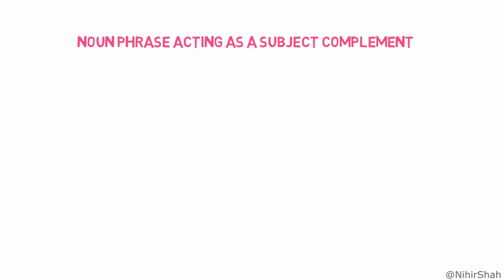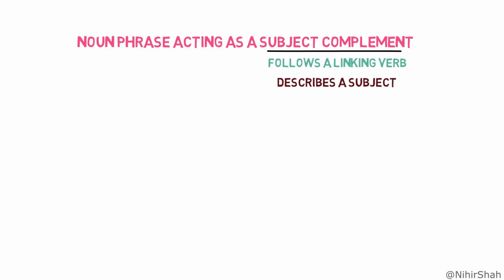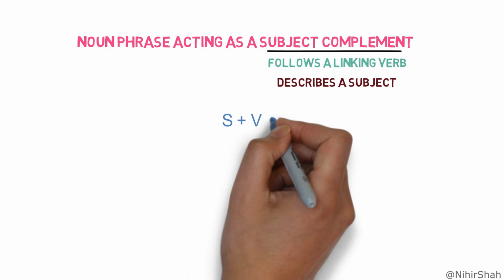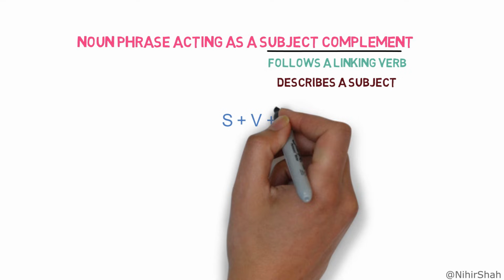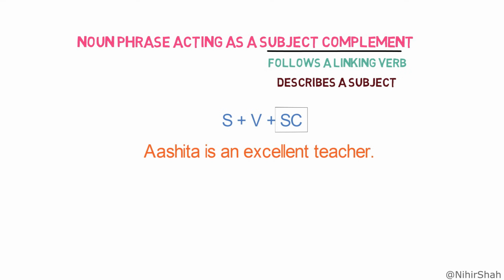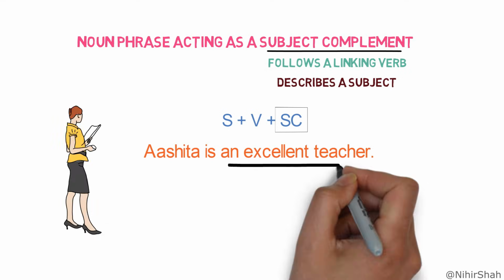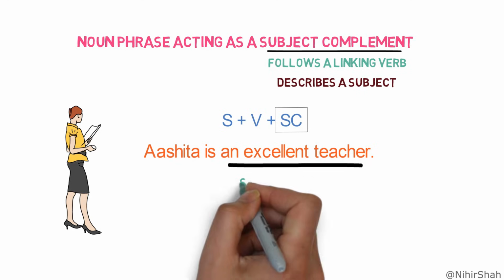Now, let's look into examples where a noun phrase is used as a subject complement in the sentence. A subject complement follows a linking verb and identifies or describes the subject. Some people also call it an object. The sentence structure would be subject plus verb plus subject complement. Ashita is an excellent teacher. Here, an excellent teacher is acting as a subject complement.